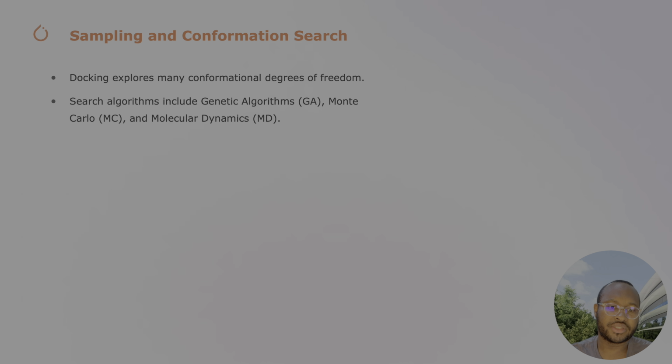Now let's talk about sampling and conformation search. As I said, docking explores different positions, different conformations, and different binding sites, for example, in some cases. Searching algorithms are used, such as genetic algorithms, Monte Carlo, and molecular dynamics. I don't want to go into them. The objective is to find low energy binding poses. Low energy generally indicates stronger and more stable binding. It might sound counterintuitive, but this is the way it is.